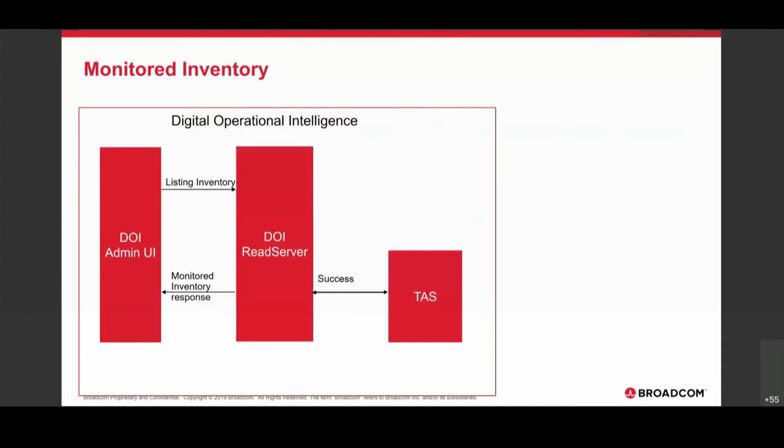So how do we fetch the data? All the device data is stored in TAS, our topology store. If you are publishing data through any connector or through RESTmon, all the data will come to TAS. So from the admin UI, we initiate a REST call, and the read server talks to TAS, gets the inventory data, and renders it in the UI. So this is the flow. These are the three parts involved in rendering the monitored inventory page. The data, specifically entity data, is stored in TAS, the topology store.